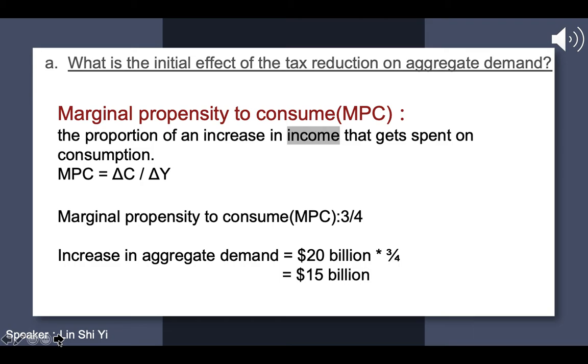The initial effect of tax reduction on aggregate demand would be an increase in aggregate demand as the disposable income of the people increases. Increase in income leads to an increase in consumption. But the proportion, the marginal propensity to consume, is 3/4. So, the increase in aggregate demand equals $15 billion.